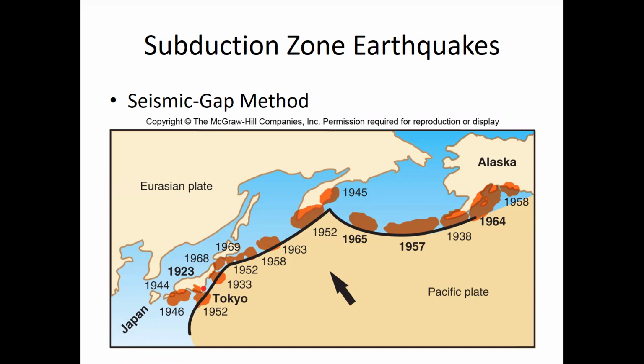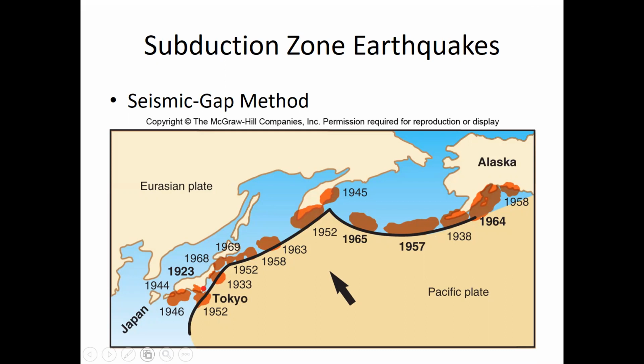So the idea is if a segment of the fault has ruptured in the recent past, then that energy has been released, and therefore there cannot be a large amount of energy built up along that segment of the fault, and therefore that segment does not pose a significant risk for a large earthquake. So what they do is they look at faults and they map out segments of the fault that have ruptured and when they have ruptured.